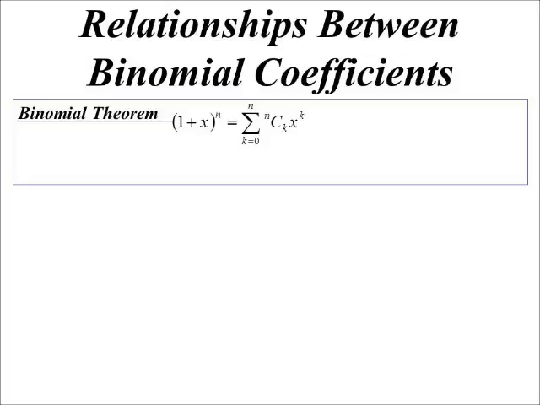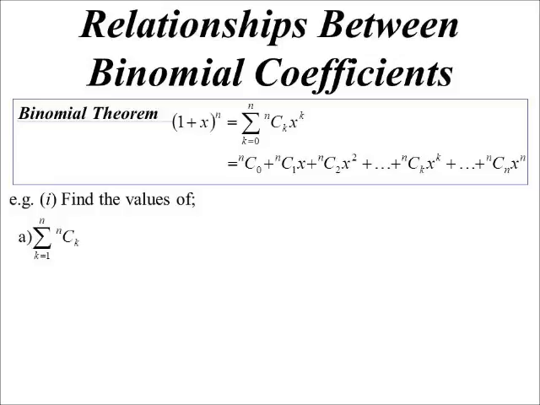And remember the binomial theorem in sum notation: nCk x to the k, so that's our general term, with k going from 0 to n. Sometimes it's useful to write the whole thing out to pick up on patterns, so nC0, nC1 x, and so on and so on. Somewhere in the middle I just put the general term, and then the last one would be nCn x to the n.